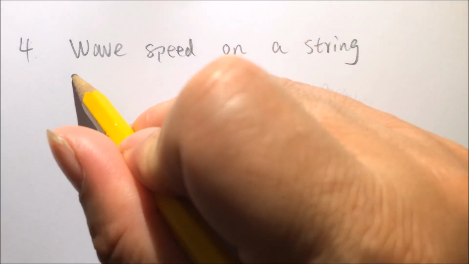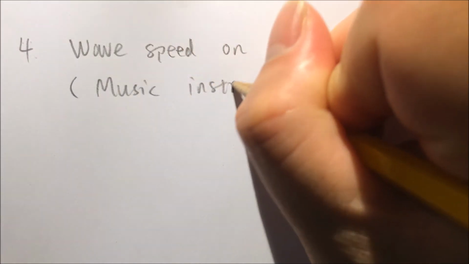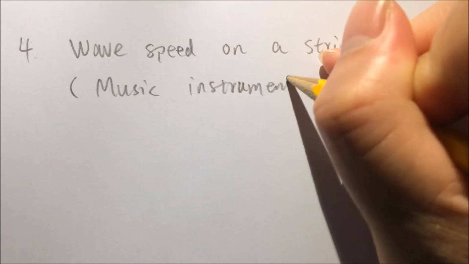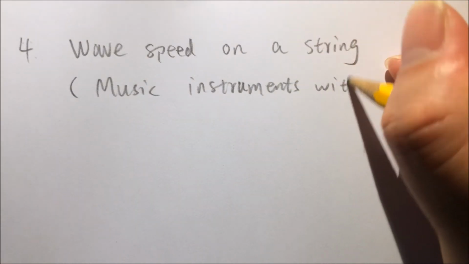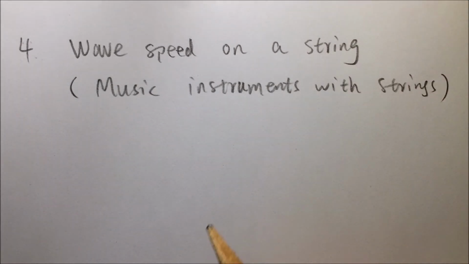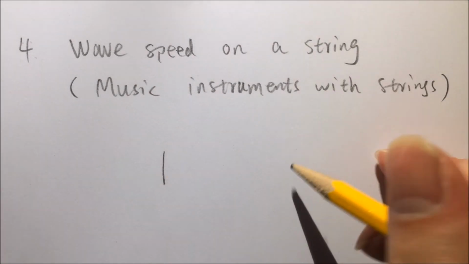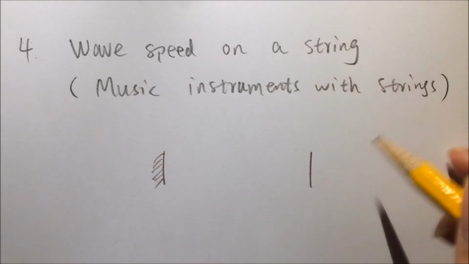The fourth point for chapter 15 is wave speed on a string. So this is mostly related to music instruments with strings. For example, a violin or cello.